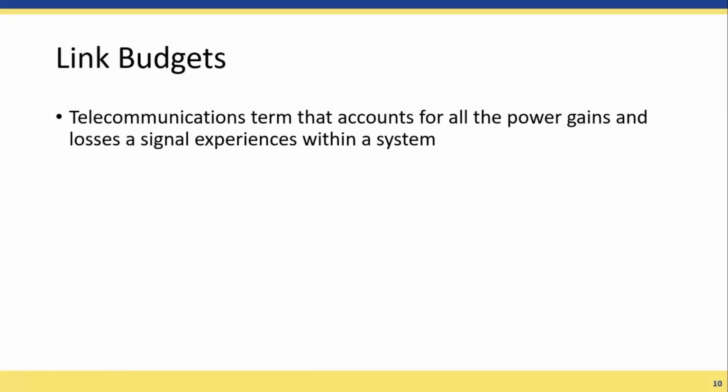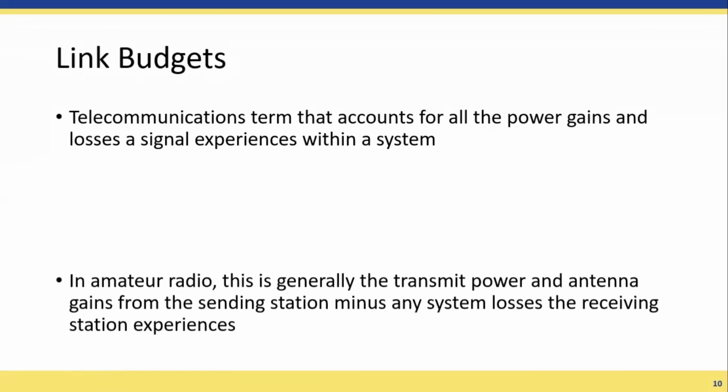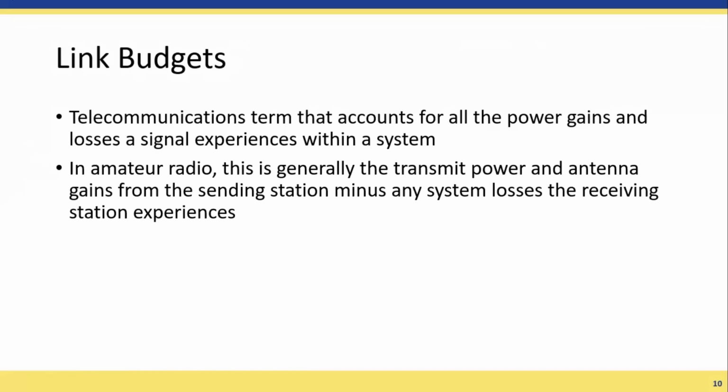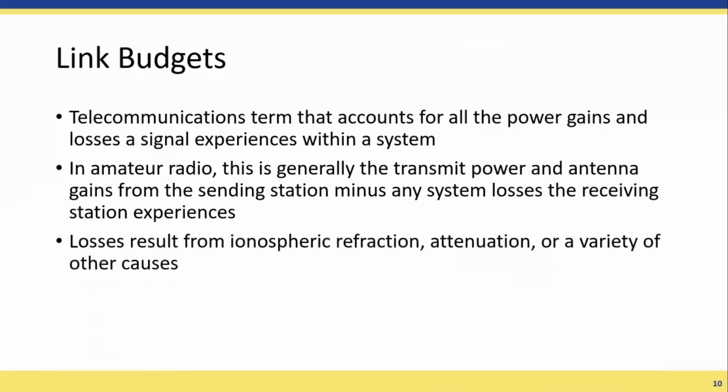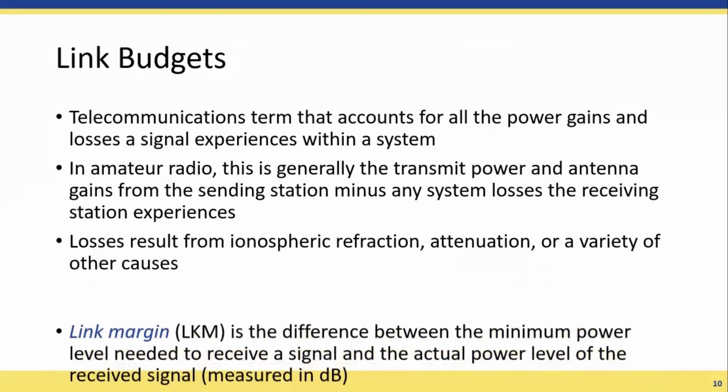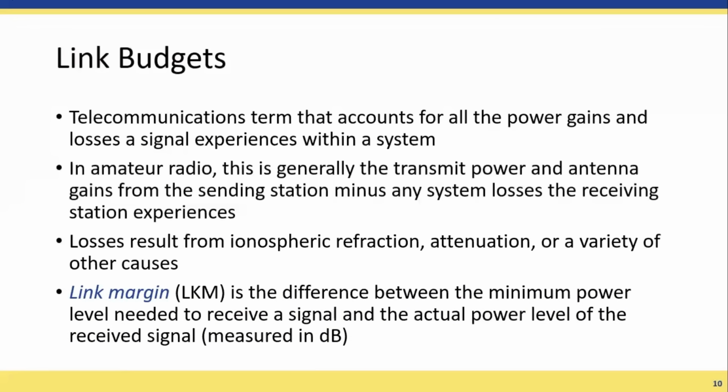Okay. So what's a link budget? When you add up all the power gain and losses in a signal transmission from source to receiver, that's called the link budget. In amateur radio, this is generally the transmitted power and antenna gains from the sending station minus any system losses the receiving station experiences. Losses result from ionospheric refraction, attenuation, or a variety of other causes. Link margin is the difference between the minimum power level needed to receive a signal and the actual power of the received signal, and it's usually measured in dB.